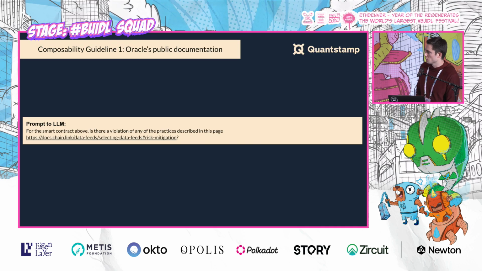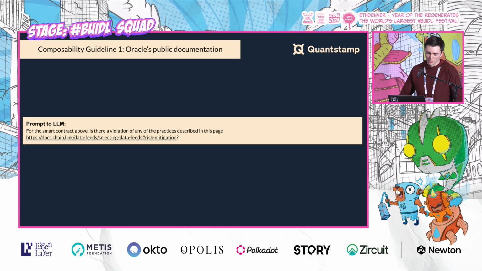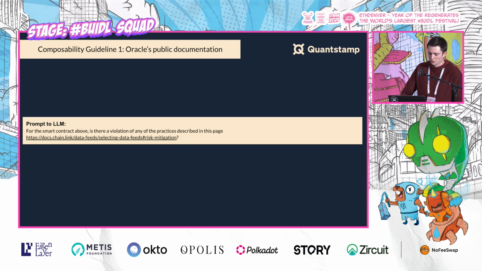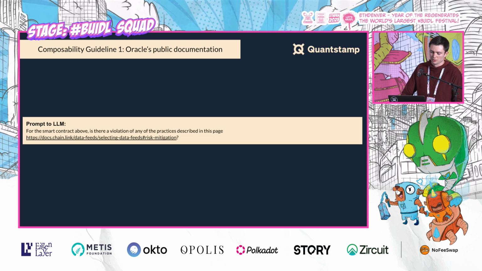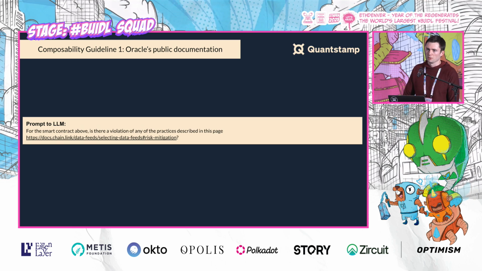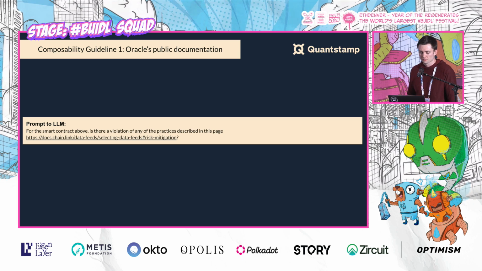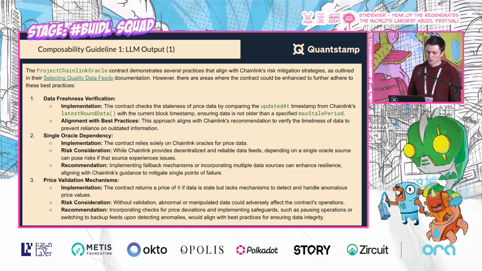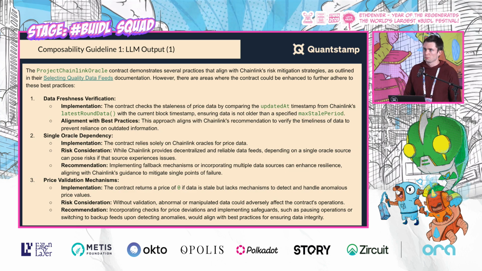So here's what our prompt actually looked like. We say that for the smart contract above, is there any violation of any of the practices described on this page? And then we have a link to the Chainlink documentation about using Chainlink oracles. So what we get back from this is actually pretty promising.